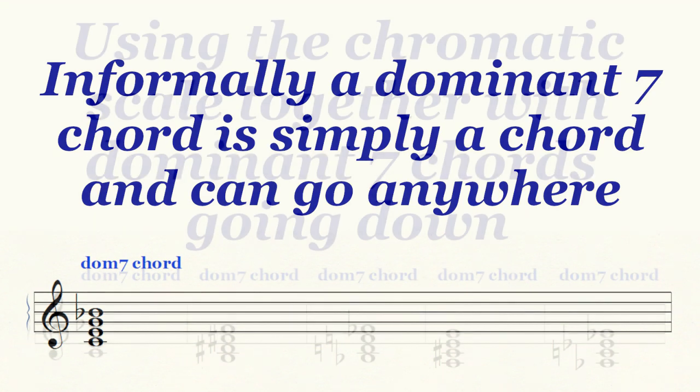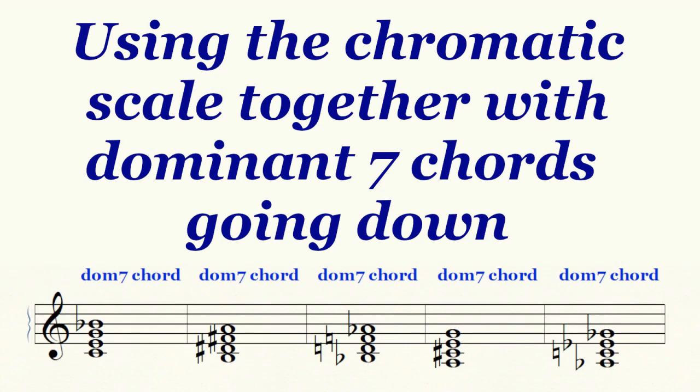So let's consider some of the possibilities. Supposing we simply want to play one dominant 7 chord after another going down chromatically. Can we do that? Of course we can, but do we want to? It turns out that composers have been doing this for a very long time, and it sounds like this.